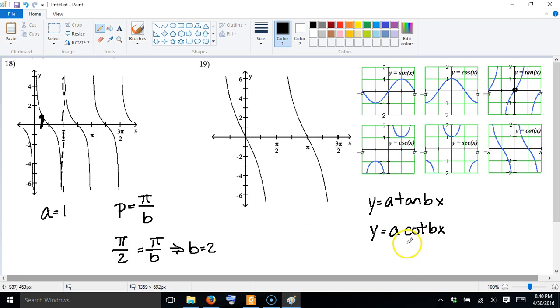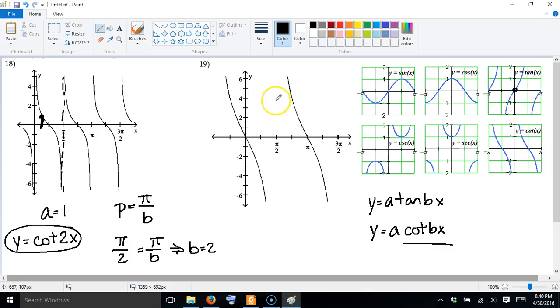Now we have our equation. We discovered already it's a cotangent function, and we have a and we have b. We just simply need to write everything in. So 1 times cotangent of 2x. And that's it.